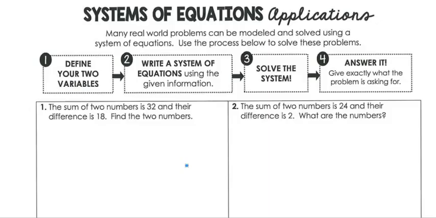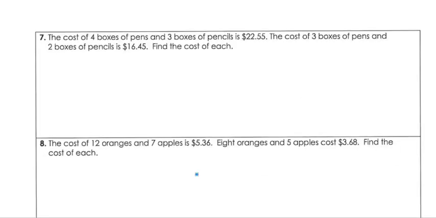Define your two variables. What are the two things that we don't know? Write the system. Here, I want you to find two totals. In every systems question, there are two totals, and that's going to help you figure out how to write your equations. So we are actually going to skip over to the next page, and we're going to start on number 7.